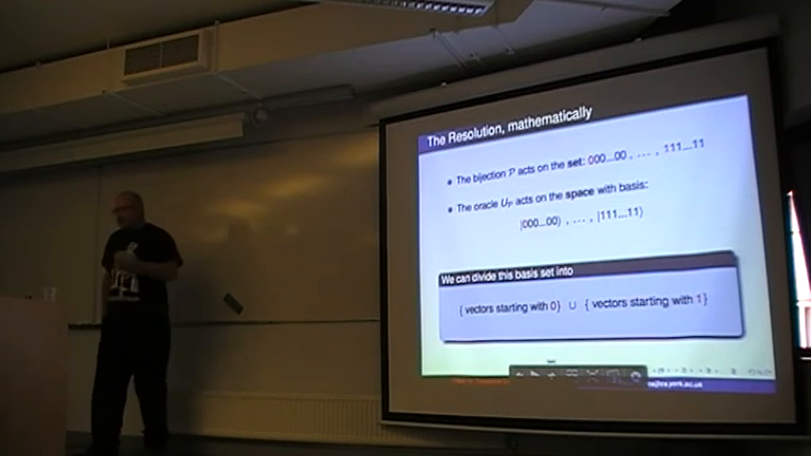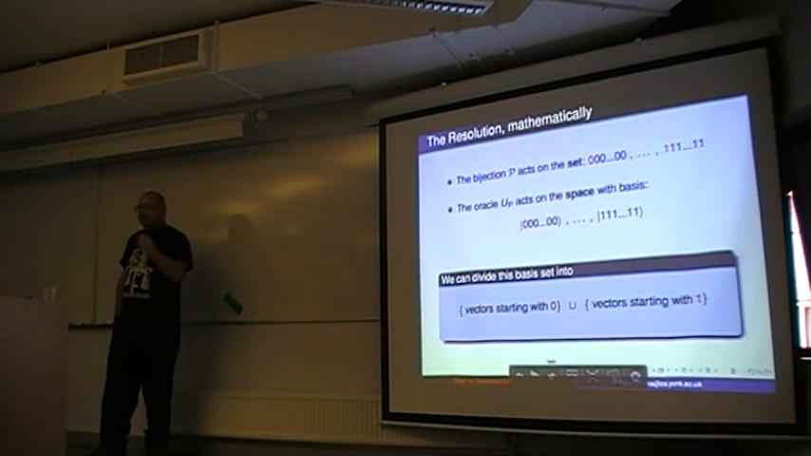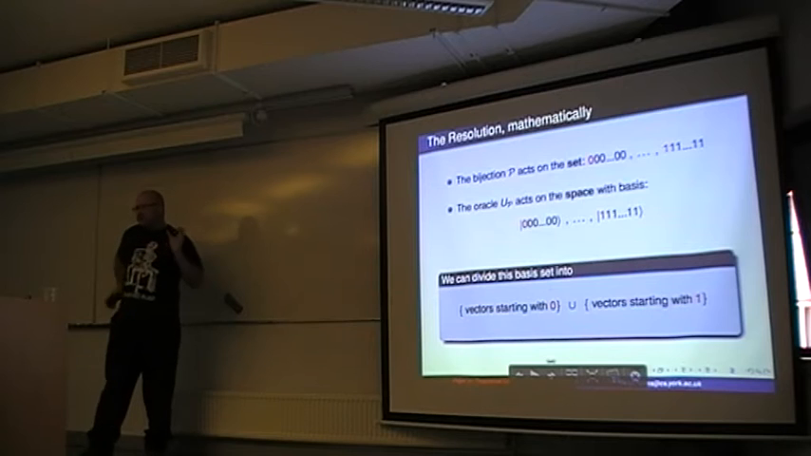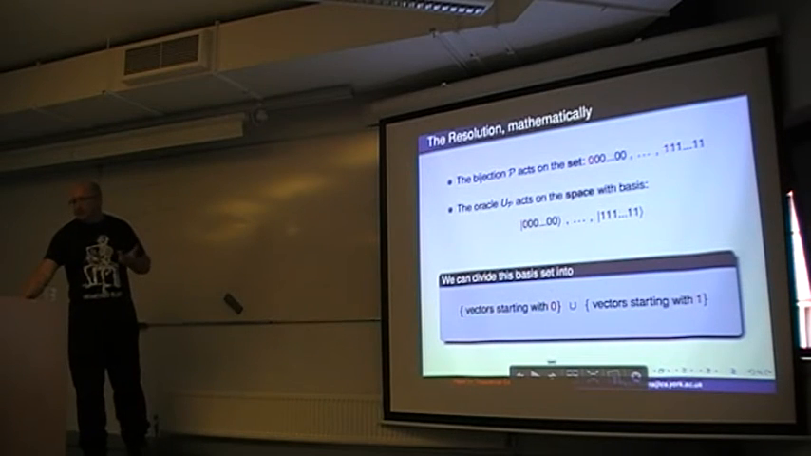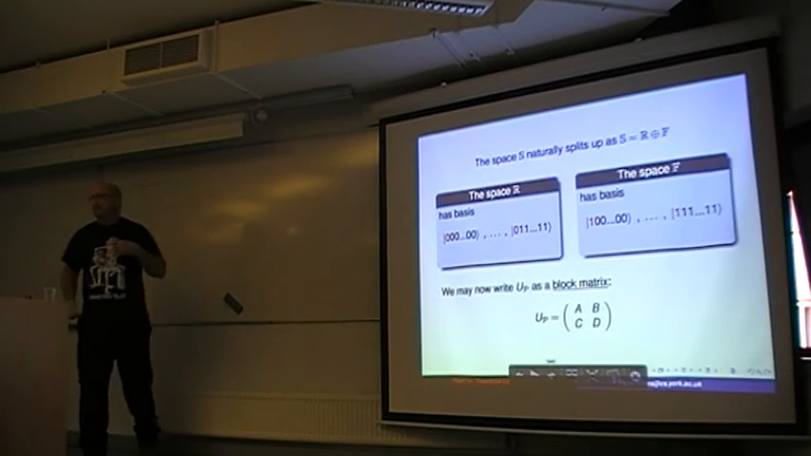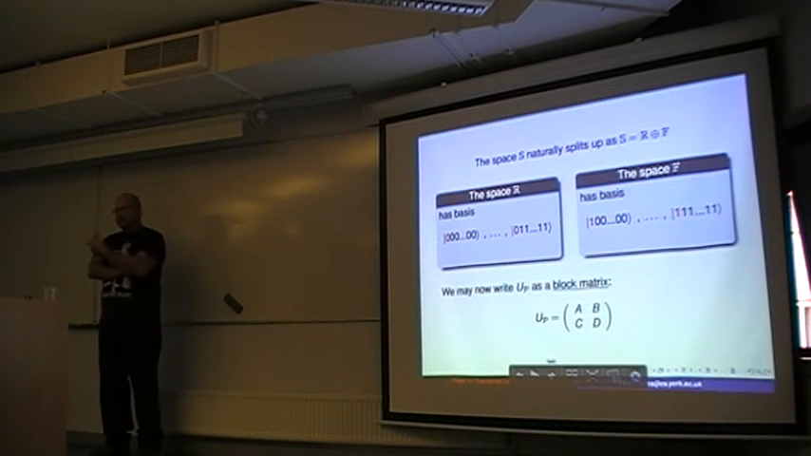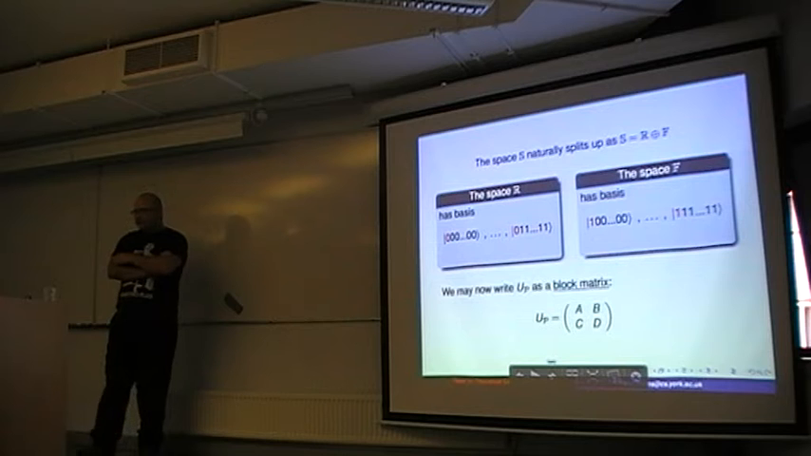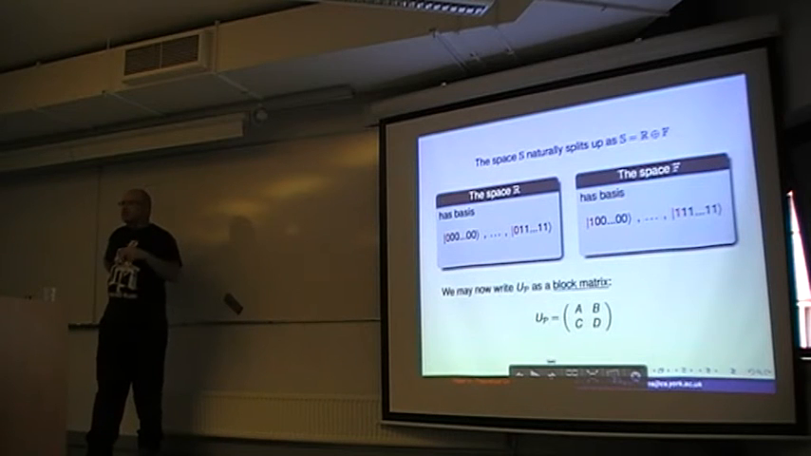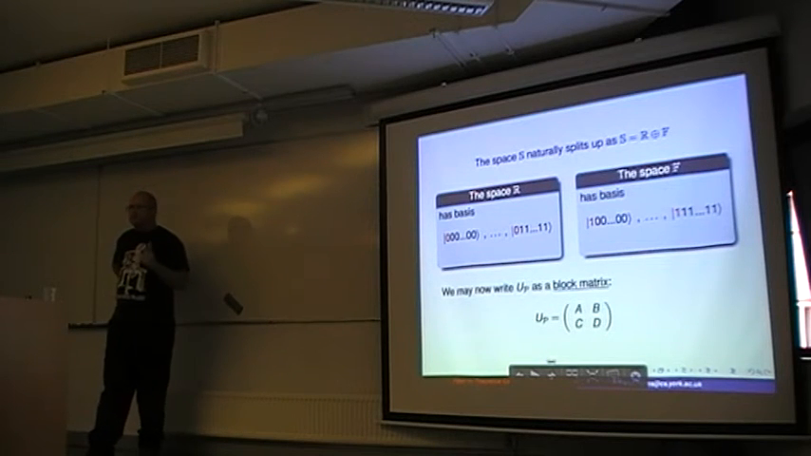Okay, well, a little bit more mathematically, here's our bijection acting on our set of states, complete with our additional flag for telling us whether we're in forward or reverse gear. So our oracle is going to act on the space with this basis. And of course, the basis set can be divided into two equal subsets, which means that the space is going to be split up as the direct sum. Call it R and F, or reverse and forwards, obviously. And what we can do now is write our step-by-step evolution as a block matrix.